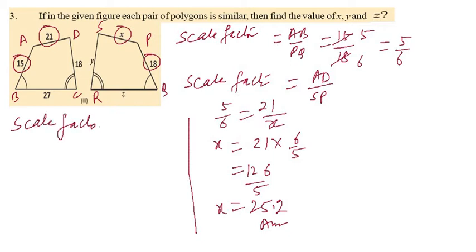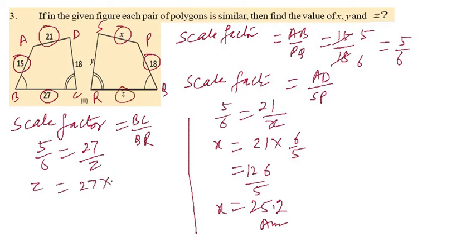Scale factor. How can we find the scale factor? It is BC upon QR. So you have to write BC upon QR. Scale factor is 5 upon 6. BC, as you know, is 27, so you have to write 27, and QR is Z. Now Z will be equal to 27 into 6 upon 5.